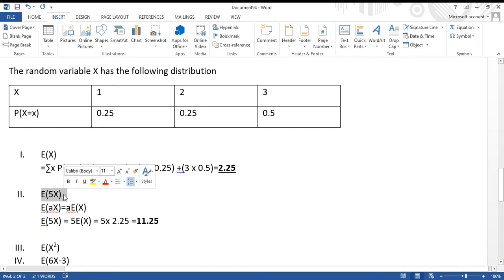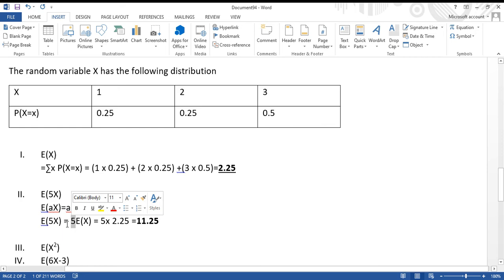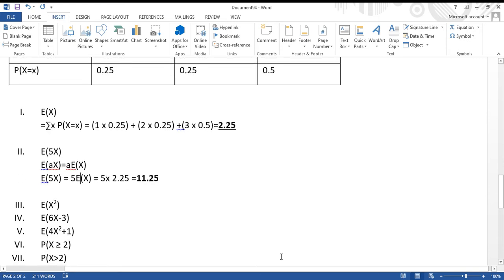So I'll repeat again. Whenever you see such an expression here, all they want you to do is separate the expected value and multiply it by the constant. The constant here was 5. As you can see here, our constant is a. So you isolate your constant and multiply it by the expected value. All right, we can go to number 3.